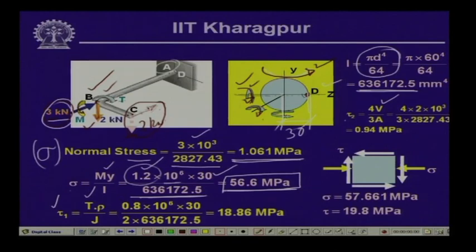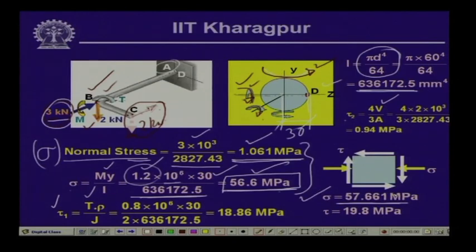So, we have a normal stress which is compressive, and we got a normal stress from the bending which is also compressive. If we add these up, we get the total normal stress sigma, which is equal to 57.661 megapascal.